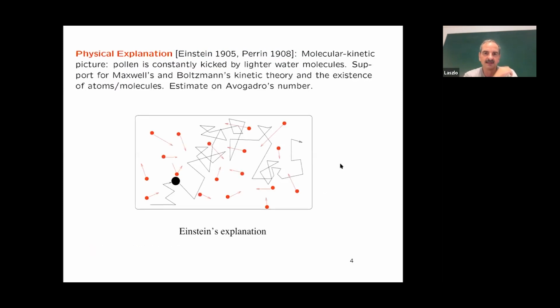Now, it took almost a century before the first physical explanation came. It was by Einstein and also independently by Perrin. The picture here is the following: what Brown saw was only this big black particle, which was a pollen. But in Einstein's explanation, there were tiny other particles, in that case water molecules, which were not visible in Brown's microscope, and which were actually responsible for all these motions. So there are many little particles, invisible for Brown, which keep on kicking this pollen, this big tracer particle.